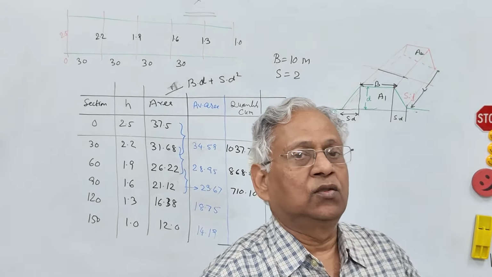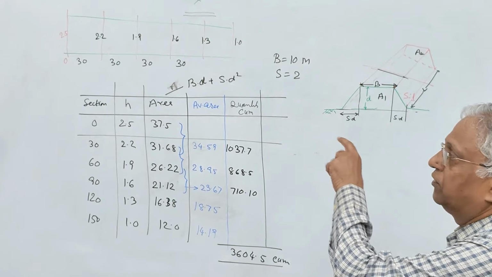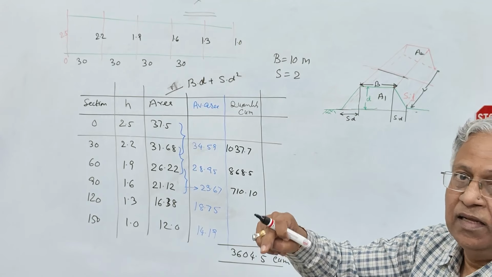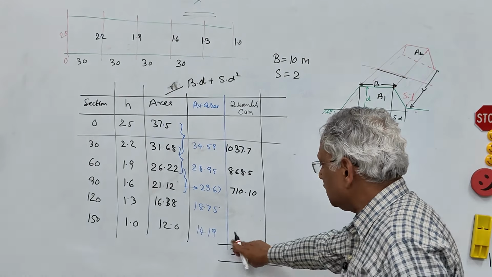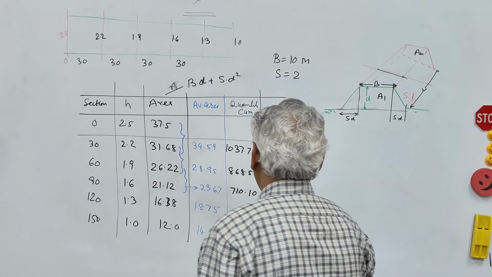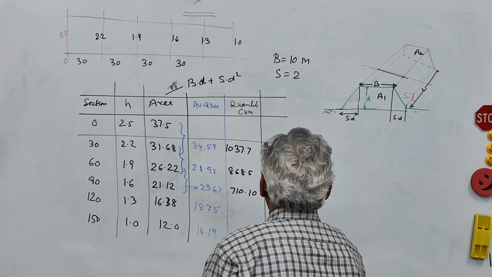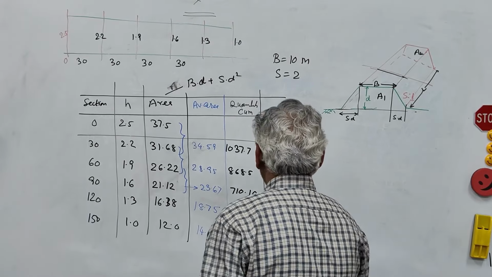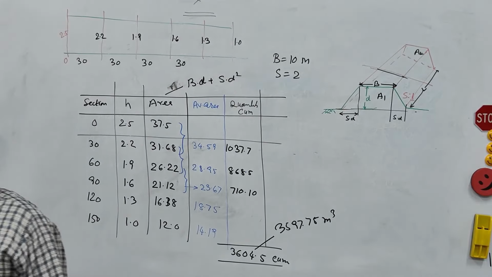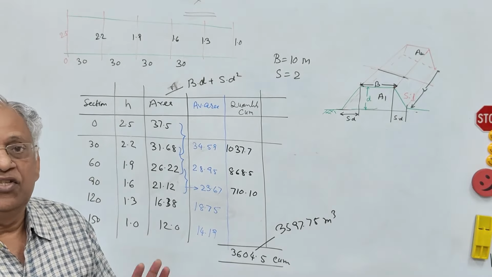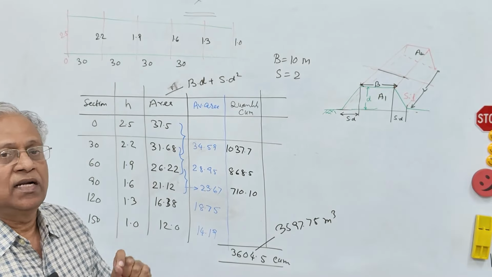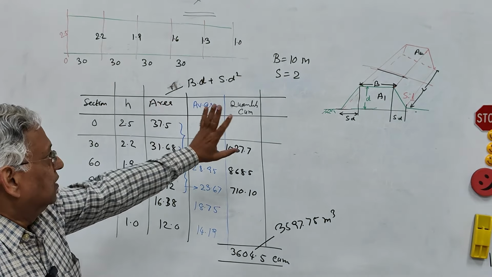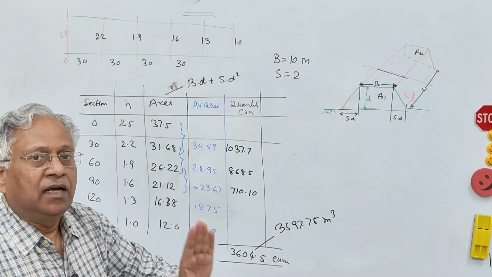This is the earthwork in 120 meter length of the road. And if you compare with the first method, that is the mid-sectional area method, in that case we got the value 3597.75 meter cube. So you can see that there is not much difference between the two methods. It is only a change of procedure. In one case, you are taking mid-height. In another case, you are taking the average of areas. So this is the mean sectional area method.